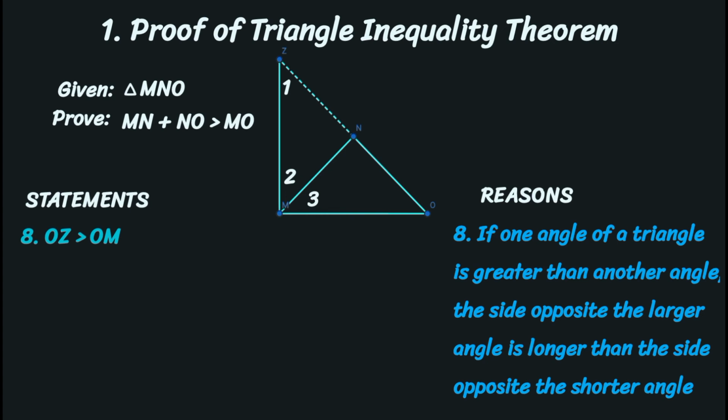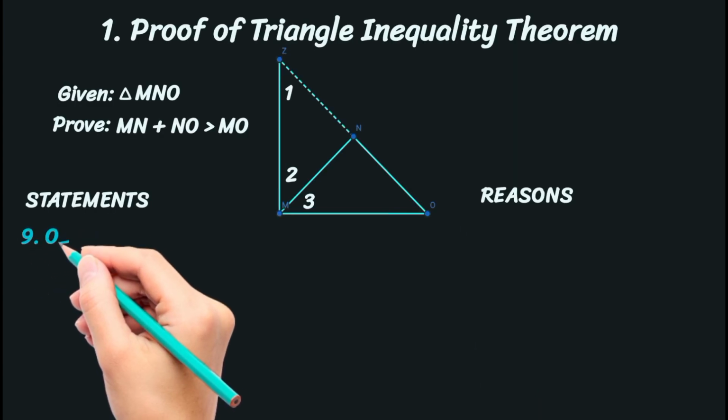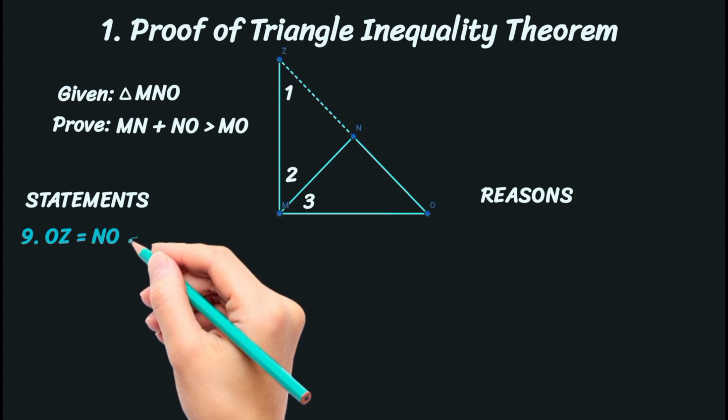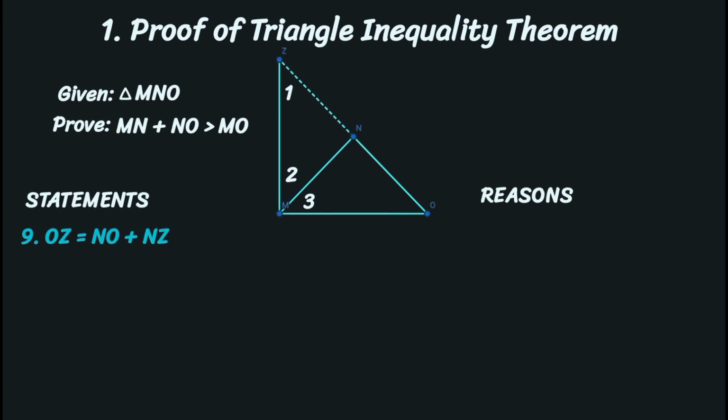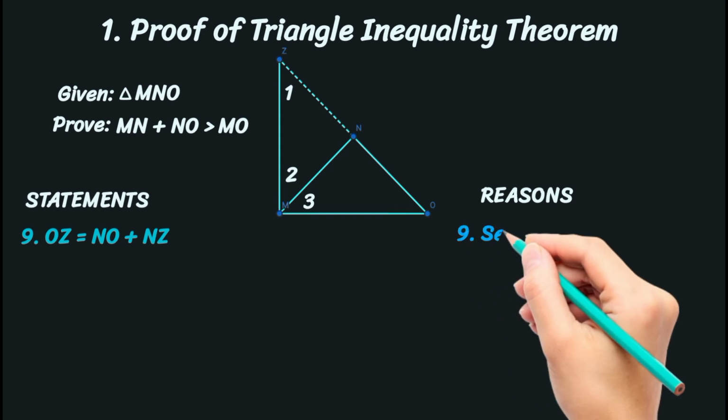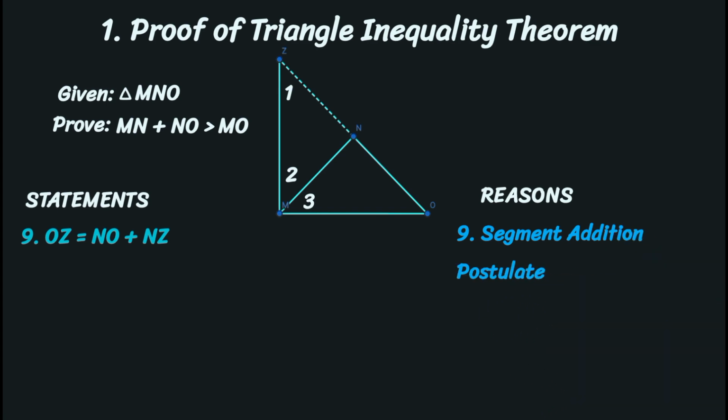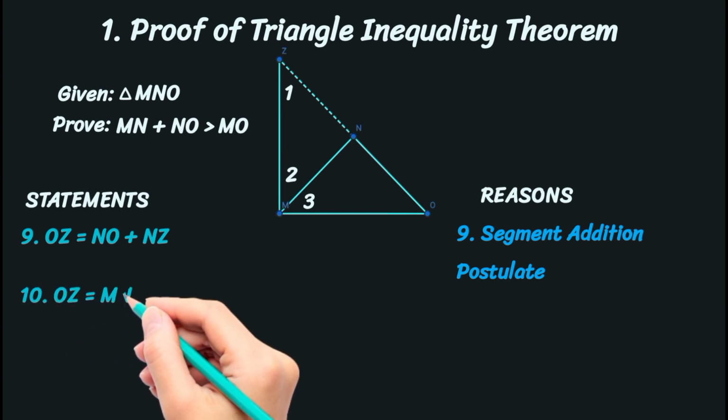So because of the angle and side relationship: longer side, bigger angle; shorter side, smaller angle. Here number 9, OZ equals NO plus NZ. This is just the addition of line segments. So the reason is the segment addition postulate. We can add the segments and we can get the big picture.